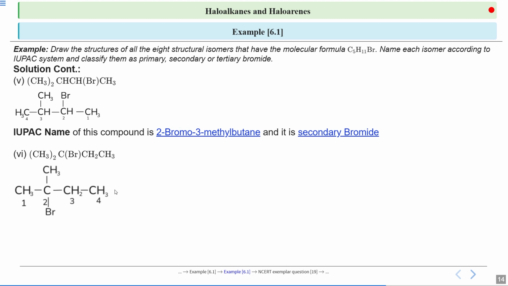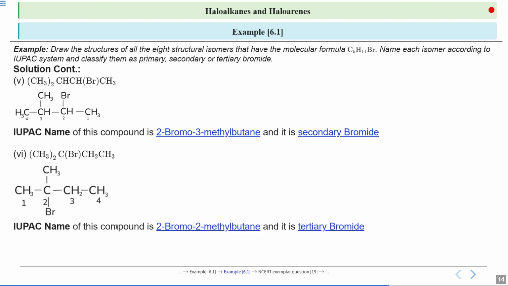And when you've done the numbering, you have to give the smallest number to the carbon at which the bromine is present. So it is getting 2. 1, 2, 3, 4. So the IUPAC name of this compound will be 2-bromo-2-methylbutane. We have a parent chain of 4 carbons. So 2-bromo-2-methylbutane, and it is a tertiary bromide because bromine is attached to a tertiary carbon, the carbon which is attached to 3 other carbons.